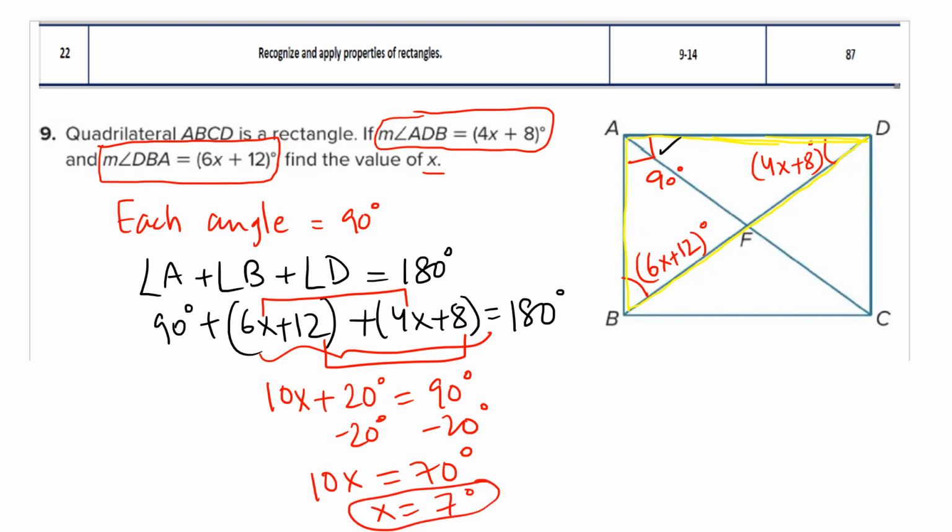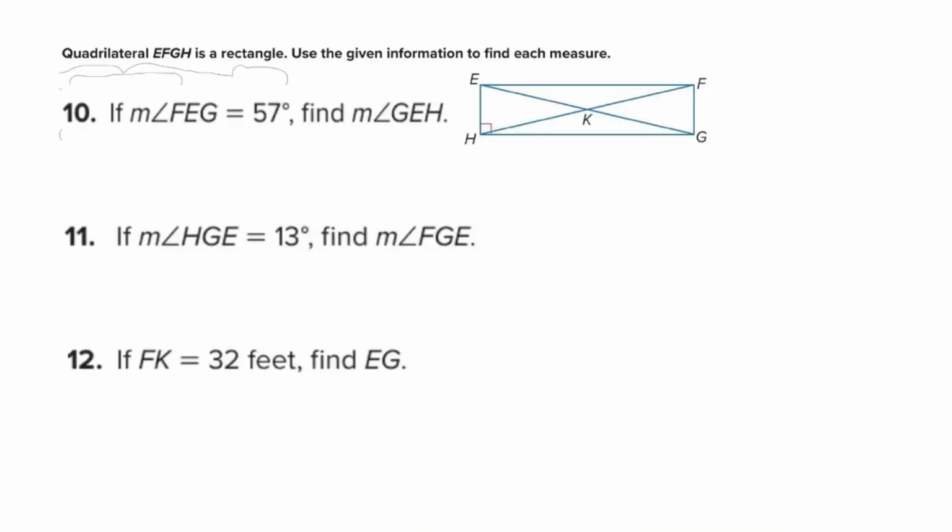So basically the only property of rectangle that we used here is that each angle of the rectangle is 90 degrees. It's a right angle, and then we use the angle sum property of a triangle to get my x. Very, very easy. Let's solve some more questions on rectangle.